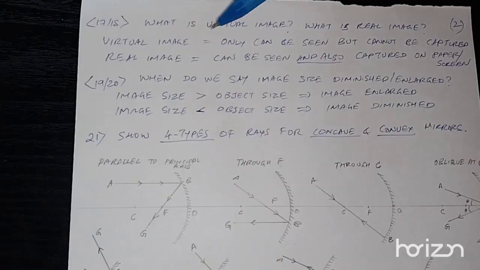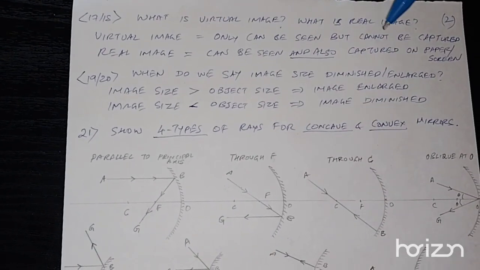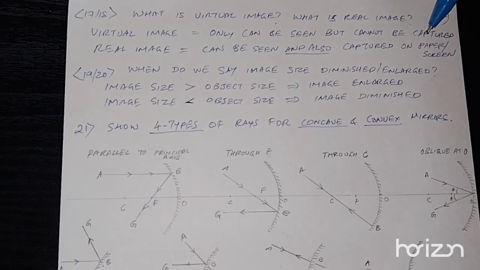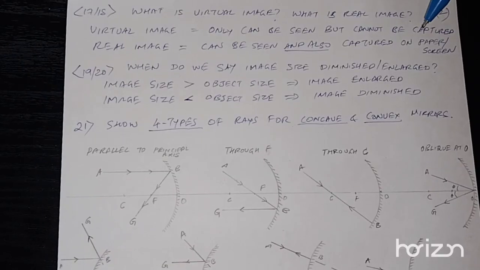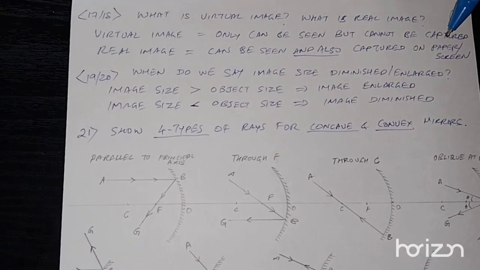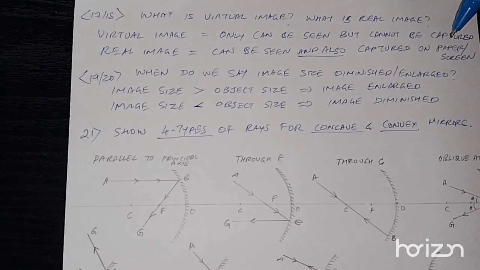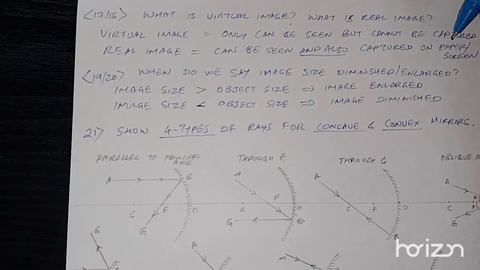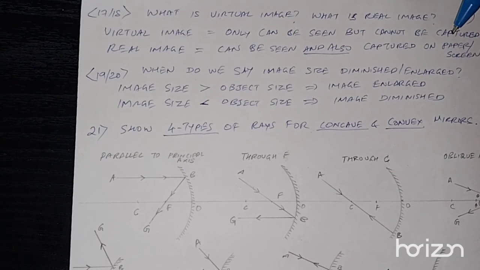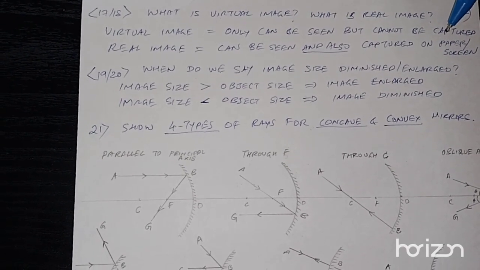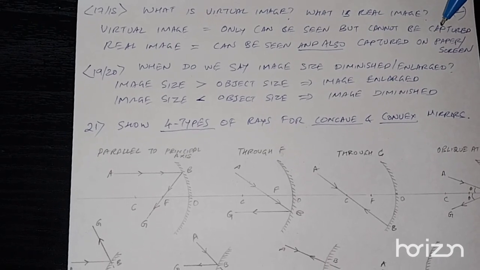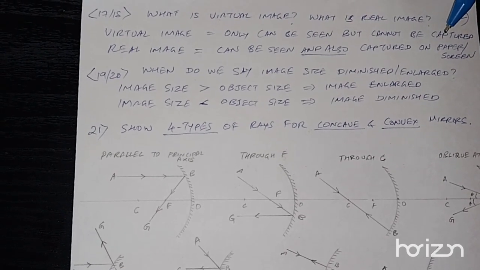See, a virtual image can only be seen but cannot be captured, because the virtual image usually is formed behind the mirror. Let's say you have a wall mounted flat mirror. When you see your image in the mirror, it's a virtual image because you can just see it, you cannot capture it, because the image is actually getting formed in a space behind the mirror.